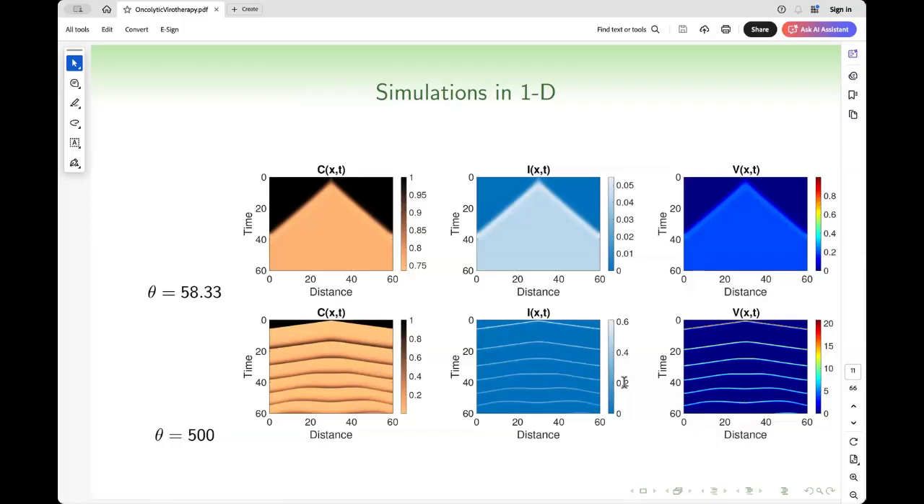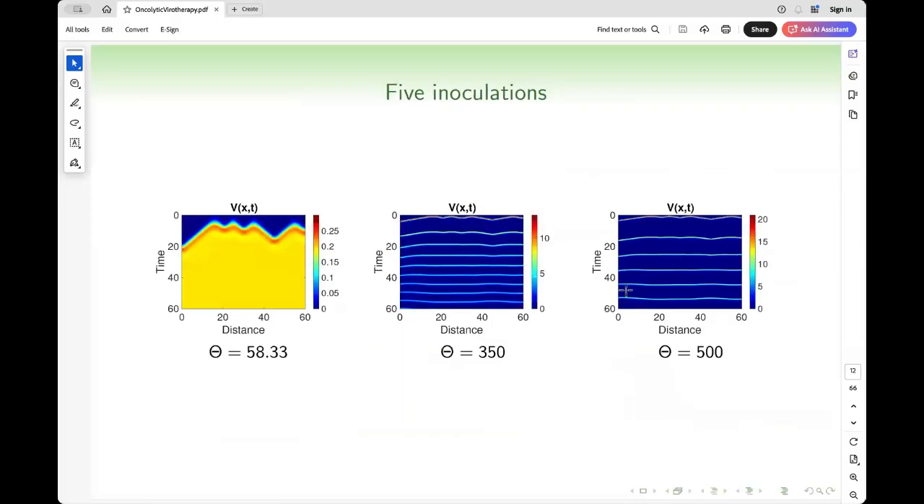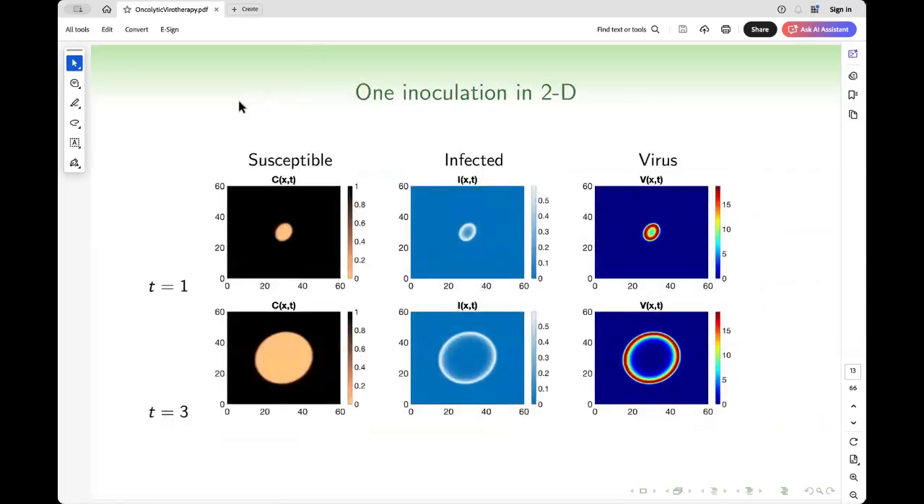Okay. So how does it look in 2D? No, this is not 2D. I want 2D. Here's 2D. So again, depending on the value of theta, we have different scenarios. But here we start with a low theta value, and what we get is if we initialize the virus infection here in the middle, we just get a ring which spreads out, a ring of infected cells, a ring of virus particles, and then this spreads out over the entire domain, infecting all the cancer cells.